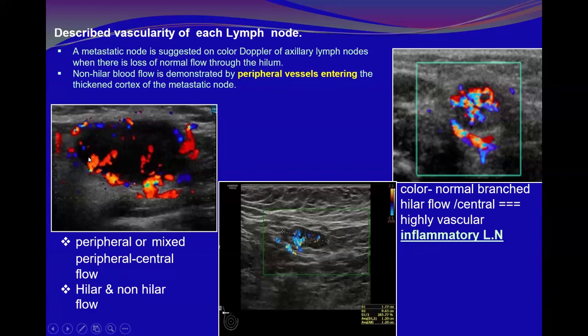But in this example, definitely there is the majority, maybe this is the remaining of the hilar or central, but the peripheral vascularity is much more impressive than the central vascularity. Since I have seen the major hilar one, we call it mixed vascularity, mixed hilar and non-hilar vascularity, or central and peripheral vascularity. Presence of peripheral vascularity in a lymph node is highly suggestive of malignancy. It represents peripheral vessels entering the thick cortex of metastatic lymph nodes. As you know, invasion of lymph nodes comes through the afferent vessels, through the cortex. So these are associated with vascularity coming also from the cortex peripherally.